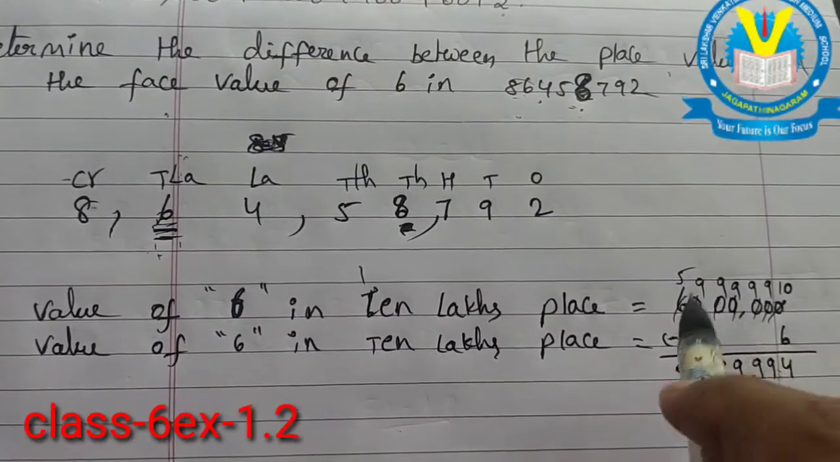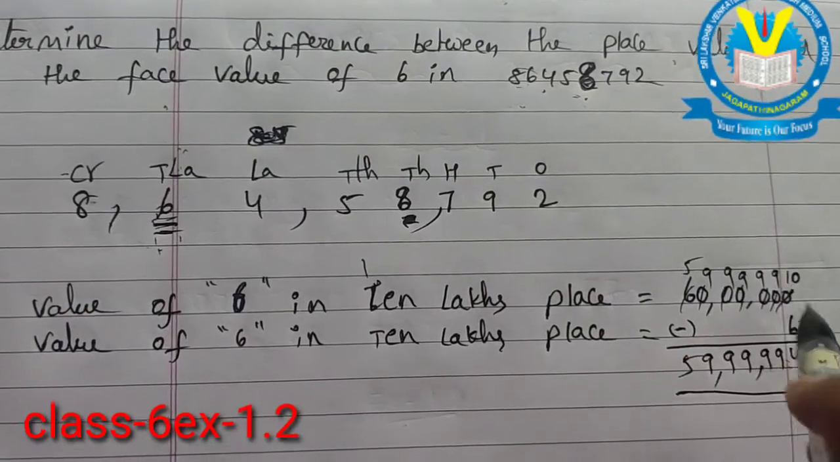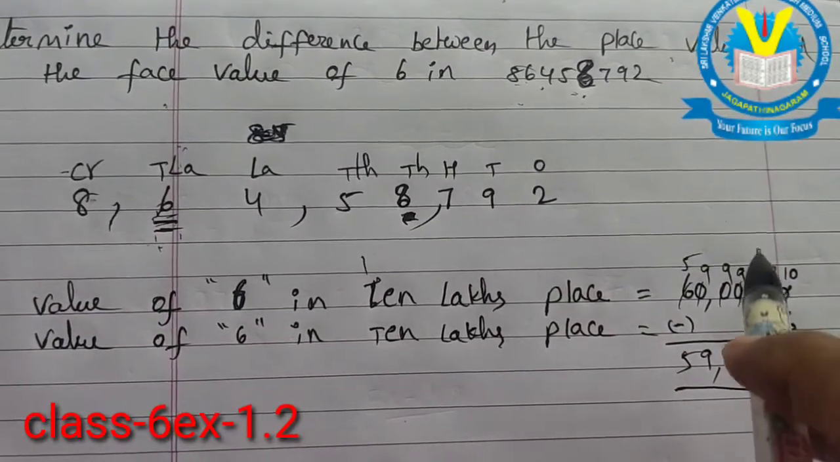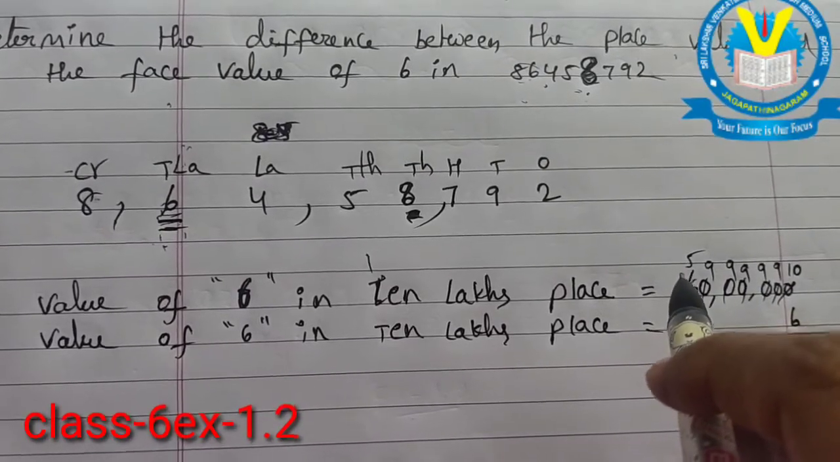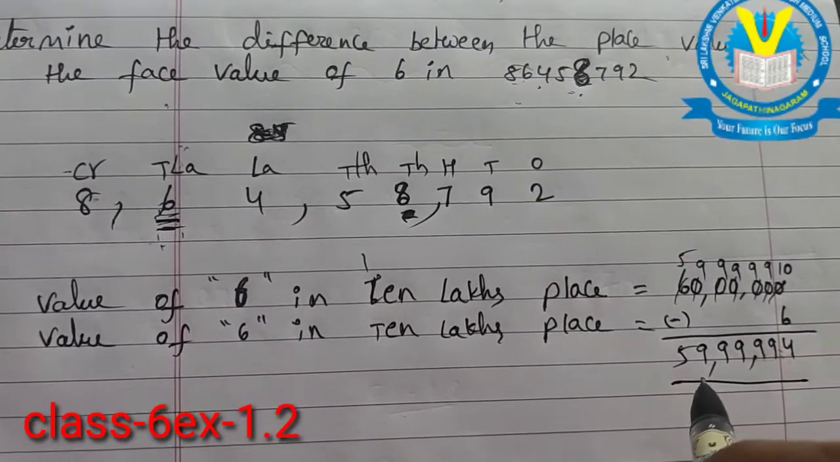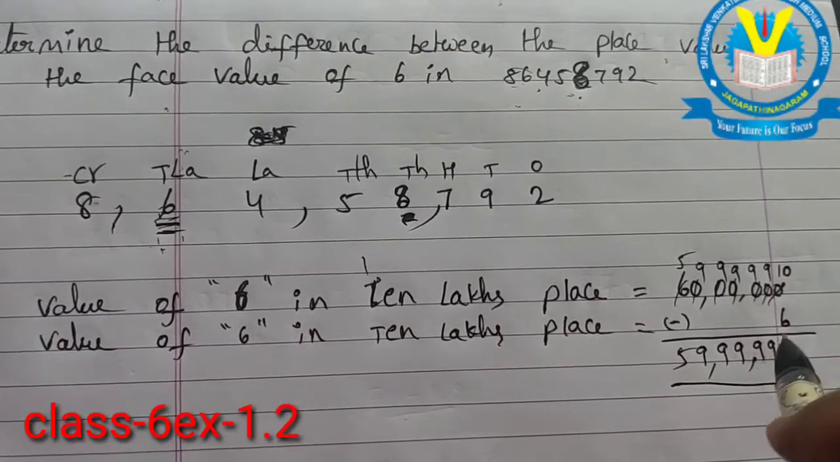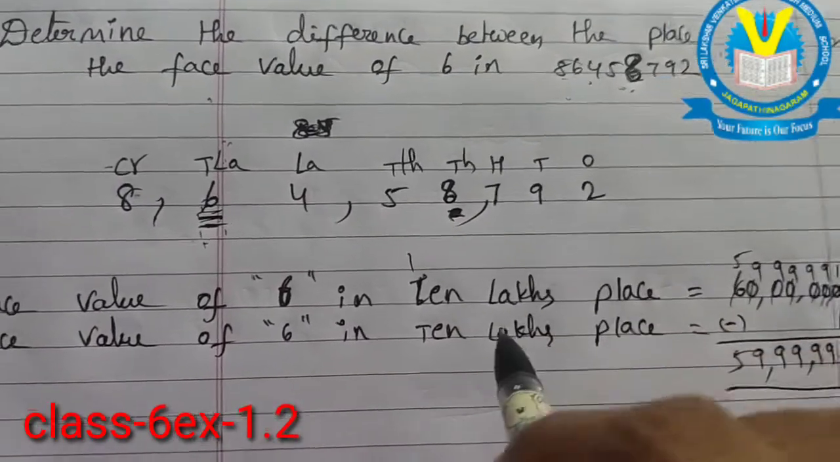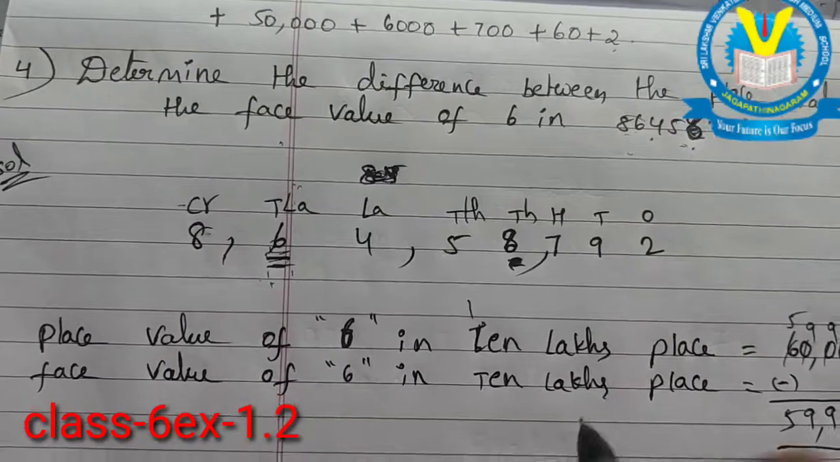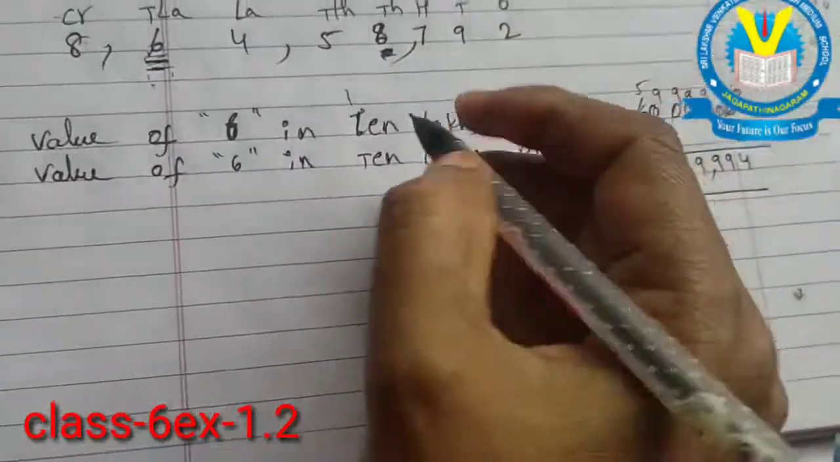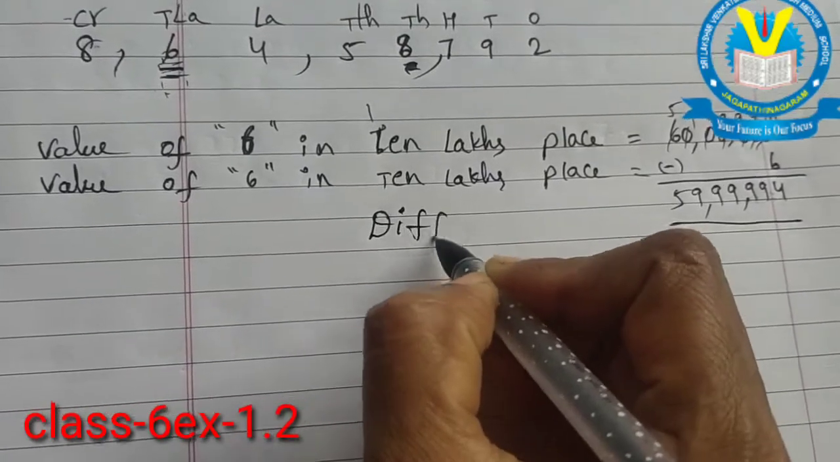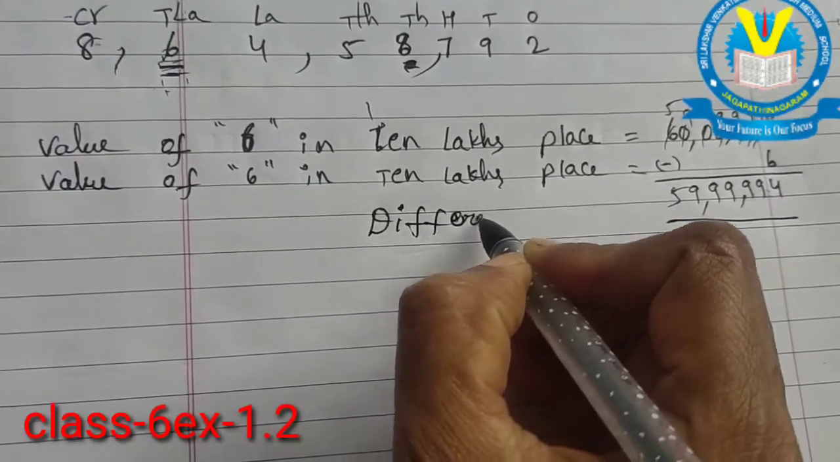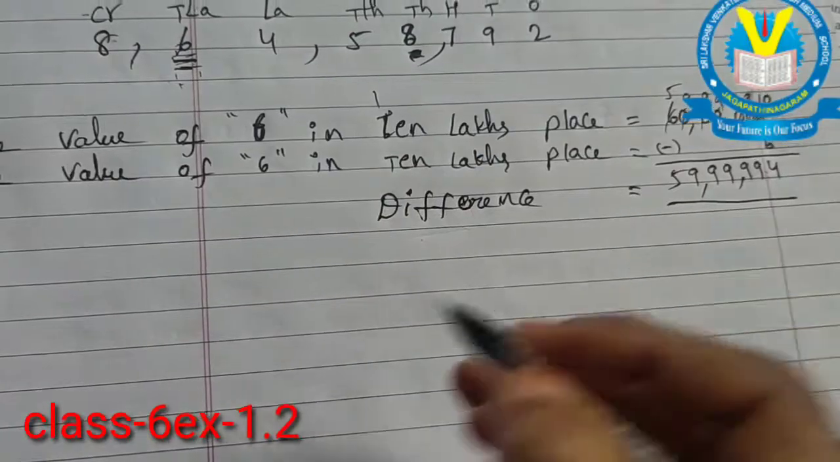0 minus 6 not possible. You have to borrow from this. 10. 10 minus 6, 4. Here 9, 9, 9, 9. Borrowing was given, no? So this is 5. 59,99,994 is the answer. Okay children, this is called the difference. Okay children, did you understand?